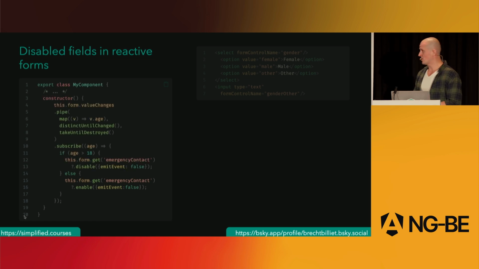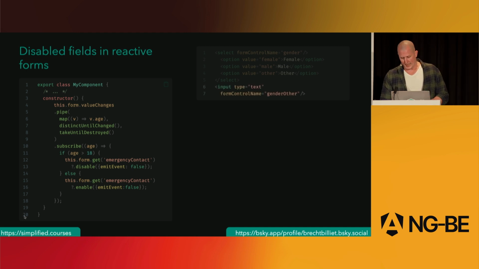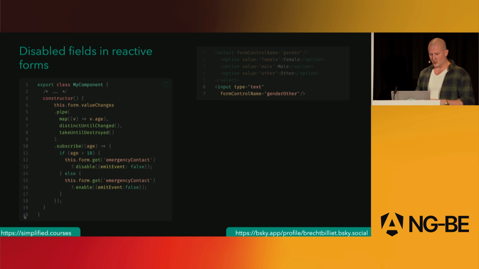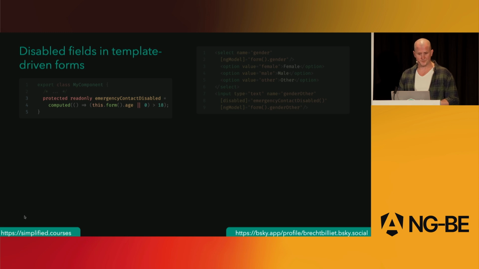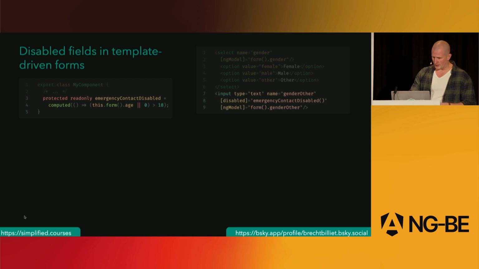But sometimes we also have to worry about the emitEvent. Sometimes it's false, sometimes it's true, sometimes it triggers something, that triggers something, that triggers something. And in a template, we don't have to do anything, it just works. So for the template-driven approach, again, we have a simple computed signal. And we have a disabled attribute that we can use.